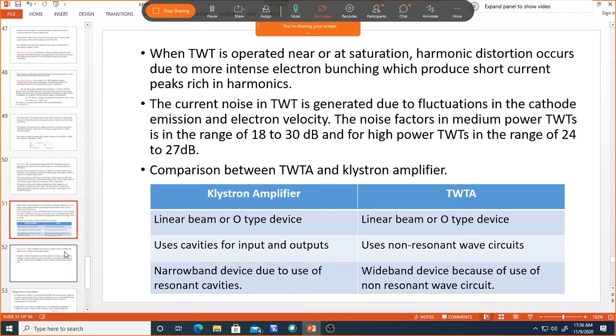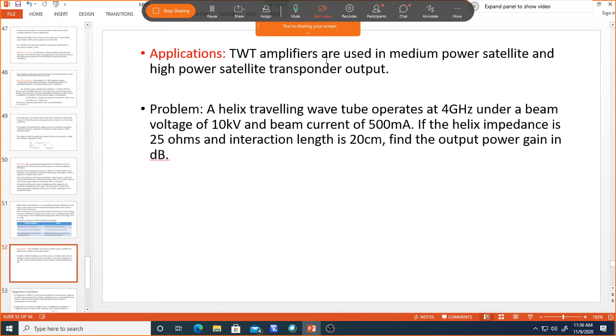Now what are the applications of the traveling wave tube amplifier? These are used in medium power satellite and high power satellite transponder outputs. Because the amplification and gain are high, but the dissipation of heat is also very high, only the medium power satellites will use this TWT amplifier.